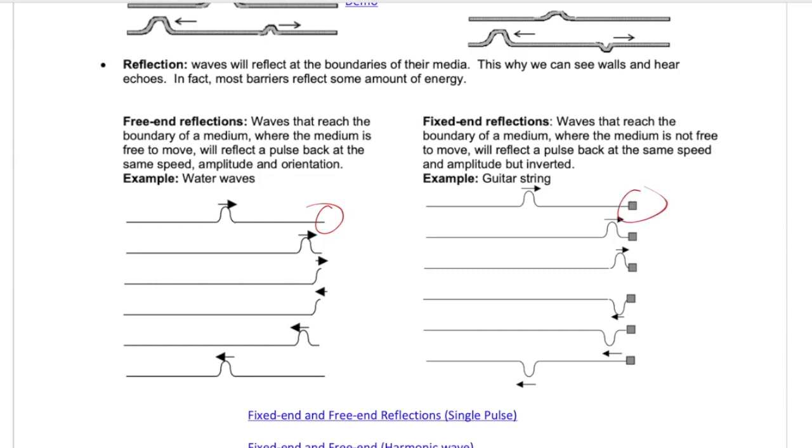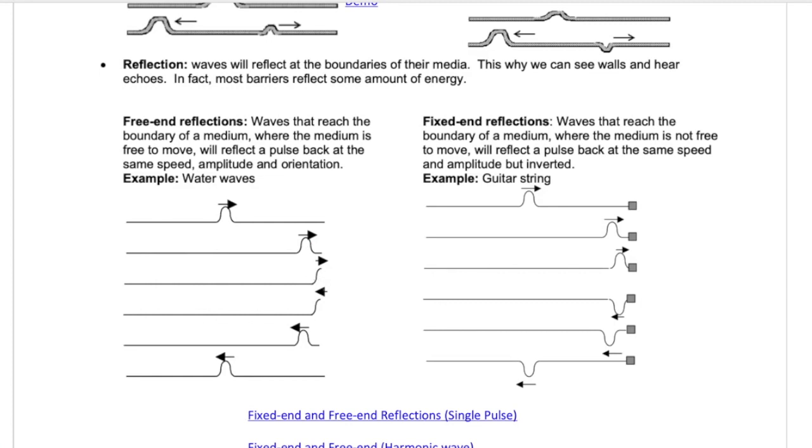An example of a free end would be a water wave, say a wave coming and hitting a seawall. The water itself is free to move up and down like this. A fixed end is similar to what would happen in a guitar string, where the strings of the instrument are essentially tied down at the two ends. So the medium is not free to move. It's locked down here.